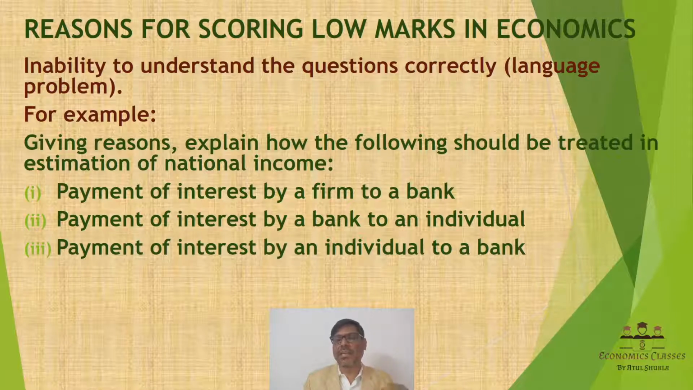In third case, individuals are taking loan from the bank for consumption needs, and any interest paid on consumption needs is not included while calculating national income, and hence the third one is not the part of national or domestic income, right?